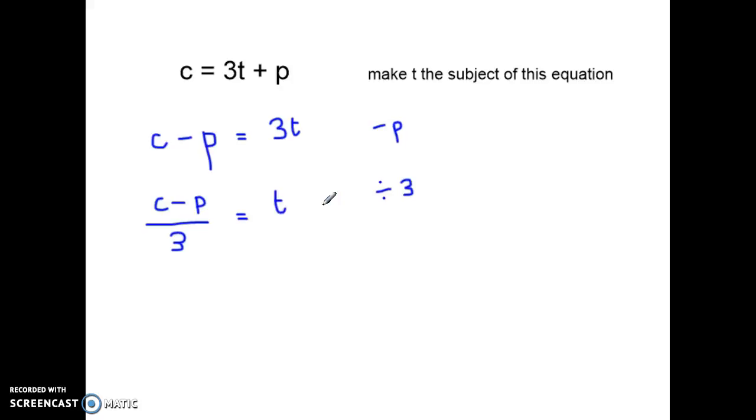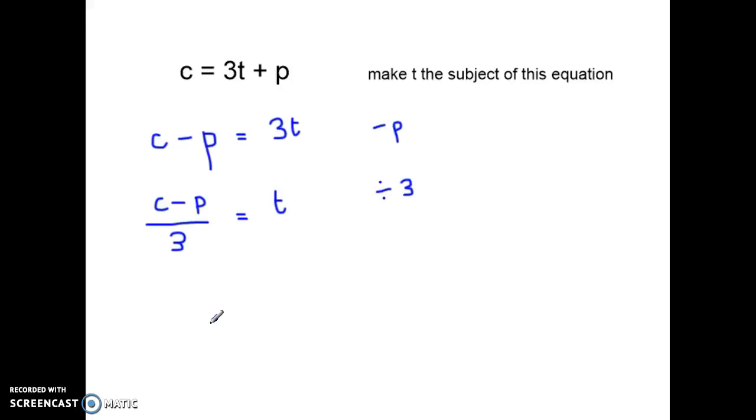Doesn't matter that it's on the right hand side of the equation. I could swap those left and right hand sides over and the answer would still mean the same thing. So take a look at that.